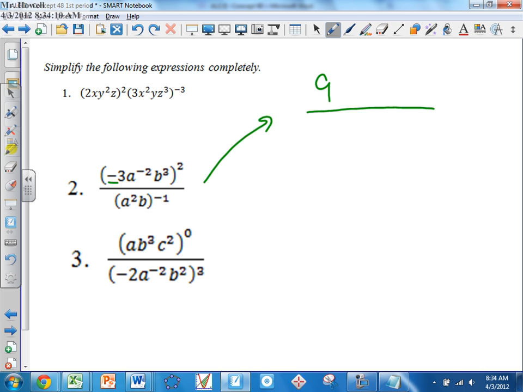That's what you have to start by remembering, because you're squaring a negative number, positive 9. Then, a to the negative 2 to the second. You take the negative 2 times the 2, you get a to the negative 4. B to the third to the second becomes b to the sixth. That's what I would start with. Now do the same to the bottom. We have a 2 times a negative 1, giving me a to the negative 2. B times negative 1, giving me b to the negative 1.